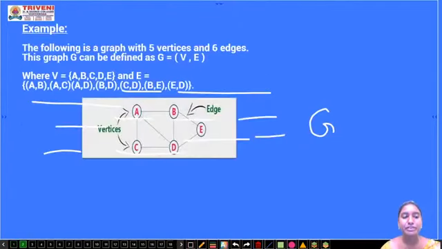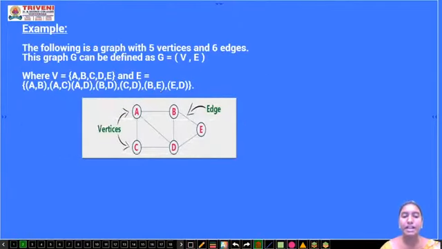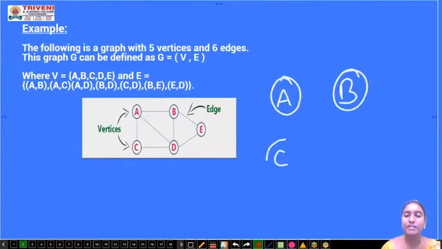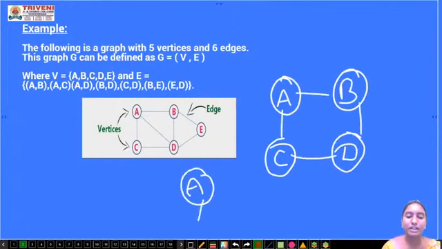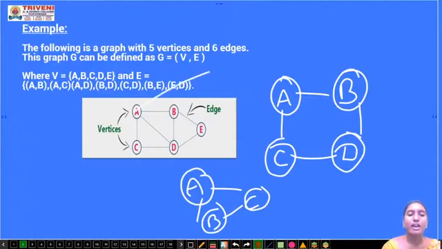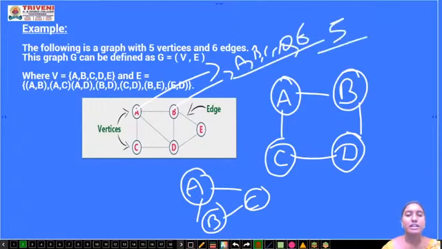Next, an example. We can draw any type of graph. This is a graph. Here is another example, that is also a graph. Otherwise you can write it like A-B-C, that is also a graph. Here we can identify the vertices: A, B, C, D and E. There are 5 points, or 5 vertices.